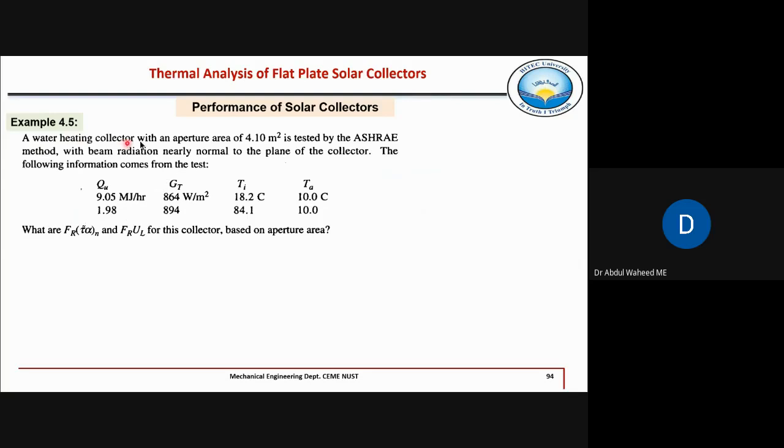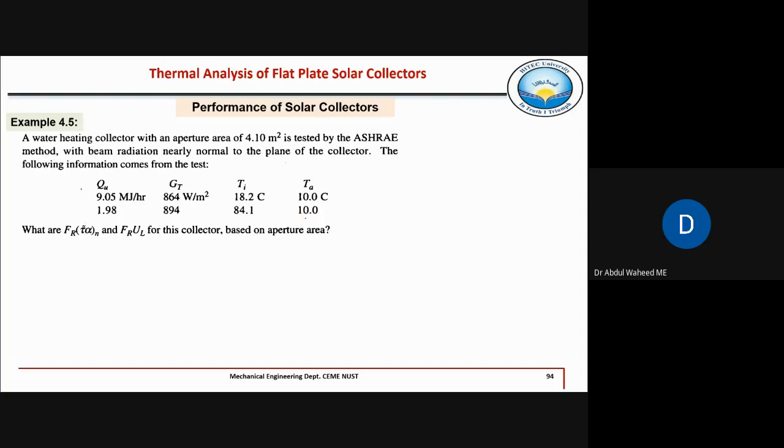Water heating collector with an aperture area of 4.10 meters square is tested by the ASHRAE method with beam radiation nearly normal to the plane of the collector. The following information comes from the test. So this is what has been measured during that test.